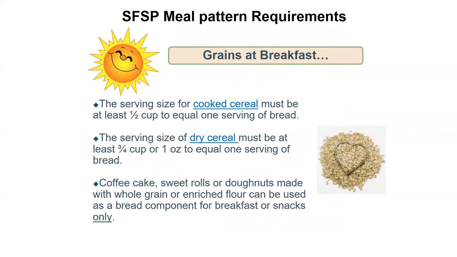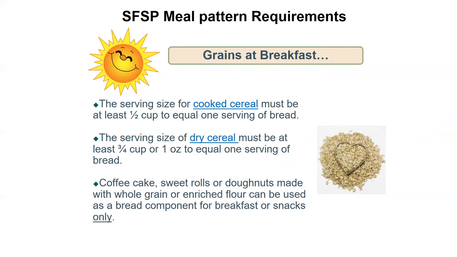Grains at breakfast. So the serving size for cooked cereal like oatmeal must be at least a half cup to equal one full serving of bread grain. And generally speaking, the serving size of dry cereal must be at least 3/4 cup or 1 ounce in weight to equal one serving of bread.